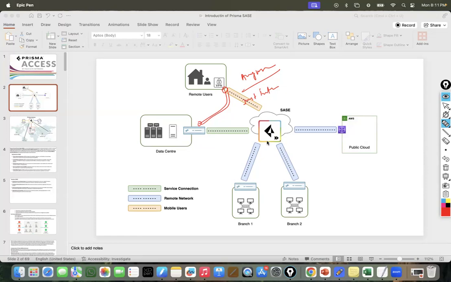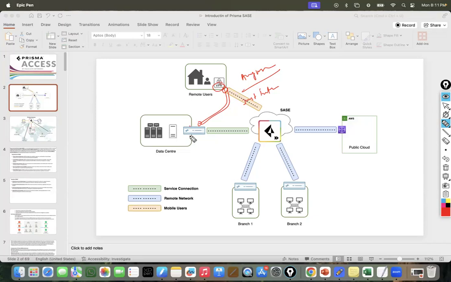So in this scenario, we still have solutions. It's not like we don't have solutions. We have the VPN solutions, you might have learned about them. We have Cisco AnyConnect VPN, we have GlobalProtect VPN, we have FortiClient VPN. A lot of VPN solutions are there.